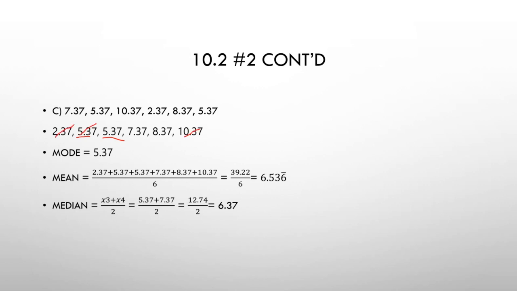To find the median, I'm looking for my middle, so I can get rid of my smallest and my biggest, second smallest, second biggest, and I see there are 2 middle numbers. That's the third number and the fourth number. So I add them together and divide by 2. And when I did that, I came up with 6.37. Sound okay?